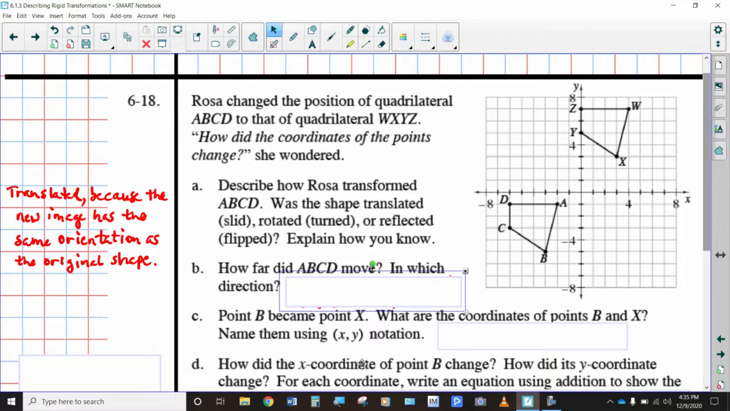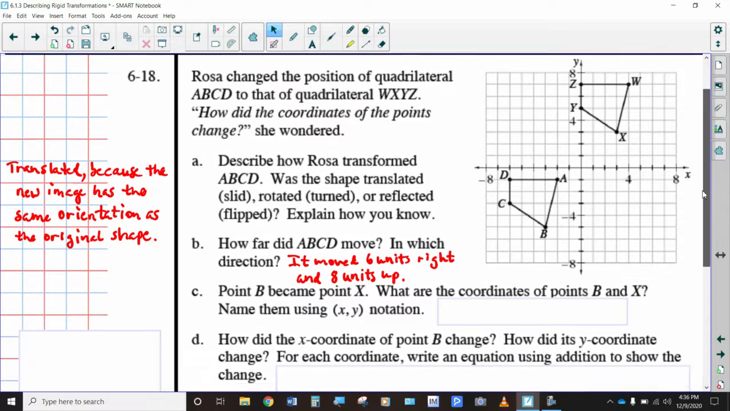Did I give you enough time to count that out? I hope so. The answer is that it moved 6 units to the right, 1, 2, 3, 4, 5, 6, and 8 units up, 1, 2, 3, 4, 5, 6, 7, 8. Now, point B became point X.